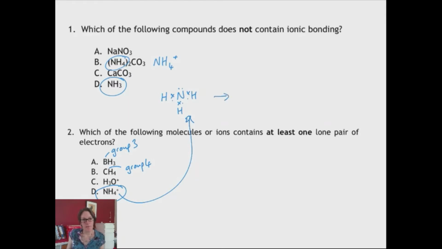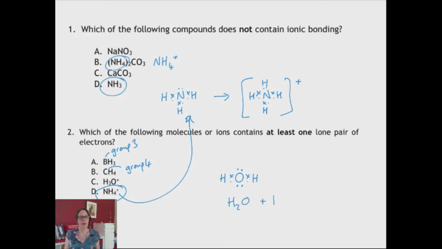Well, ammonium is made when ammonia, which does have a lone pair, reacts with a hydrogen ion, which does not have any electrons at all, remember, and that's where we form our ammonium ion. That's a really common dot and cross diagram. Whereas H3O+ will be made when water, H2O, reacts with a hydrogen ion.